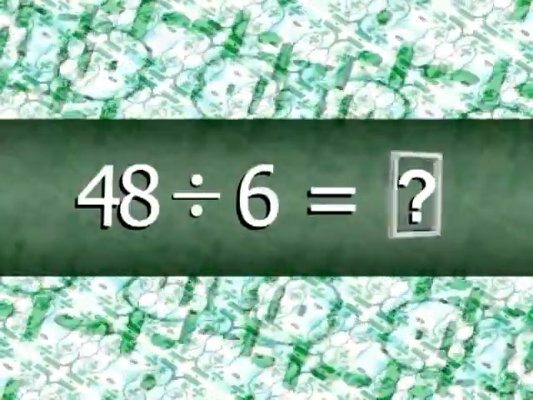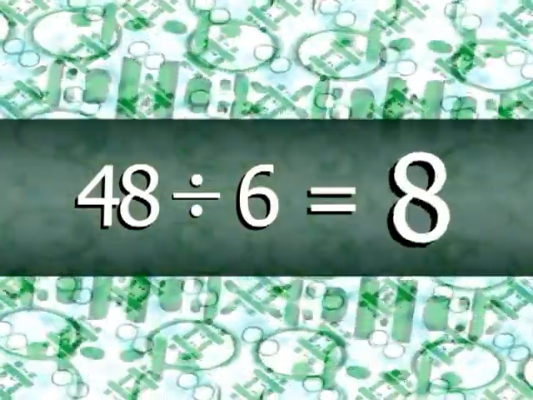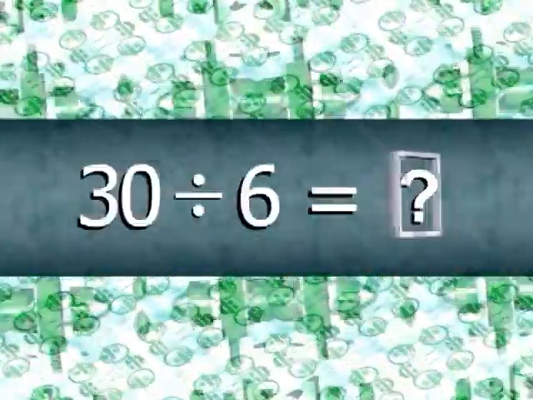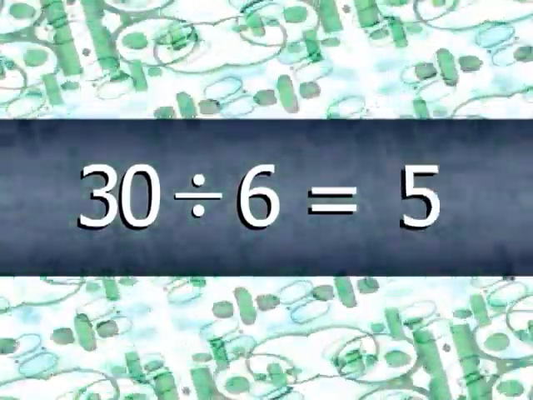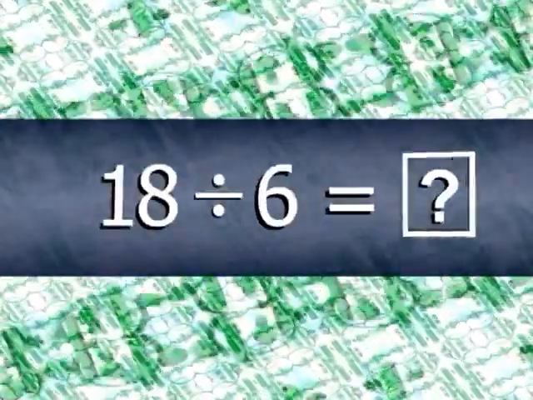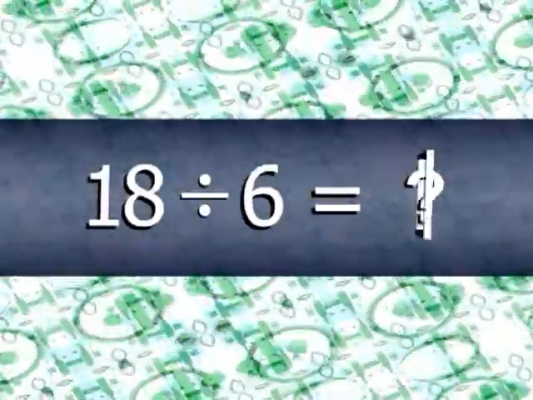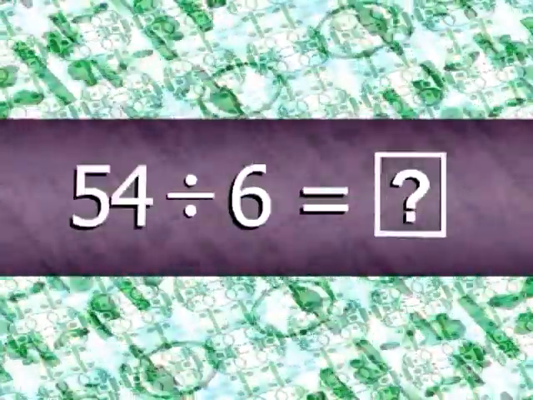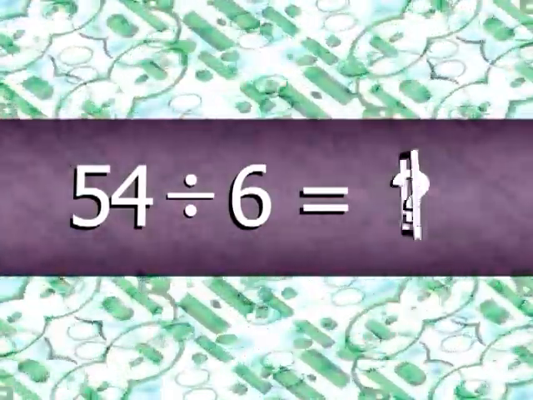48 divided by 6 is 8. 30 divided by 6 is 5. 18 divided by 6 is 3. 54 divided by 6 is 9.